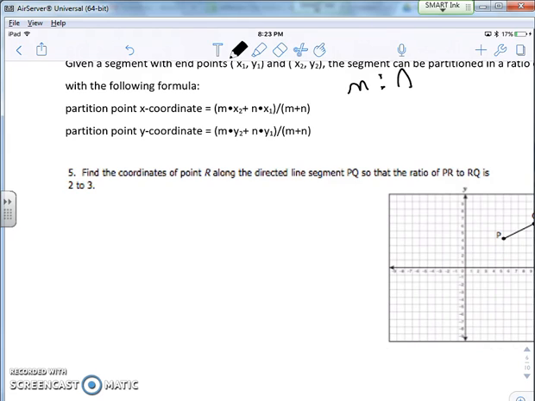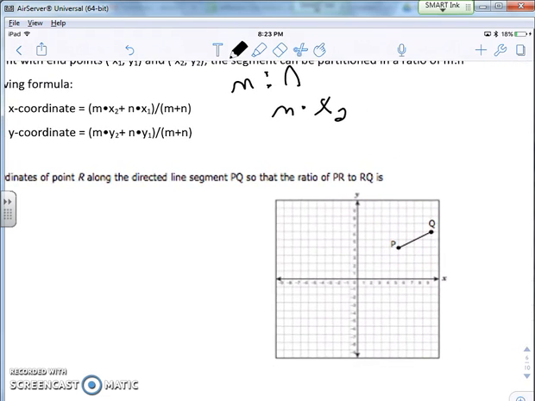If the ratio is m to n, for our x-coordinate, we actually take x2, and that gets multiplied by m, so the second coordinate times the first part of the ratio, plus the first coordinate times the second part of the ratio. So this is kind of a reverse. And then we add the two parts together. So like how we said it was split into fifths or sevenths or something like that, this goes on the bottom. That's an n, not a 2, sorry.